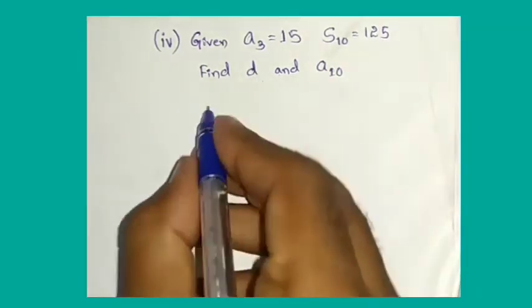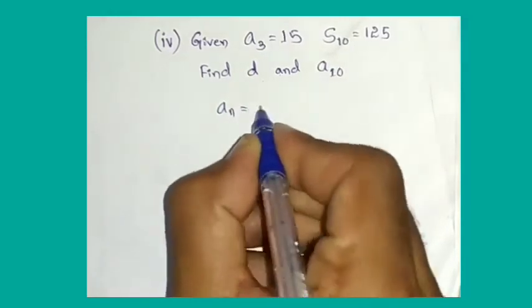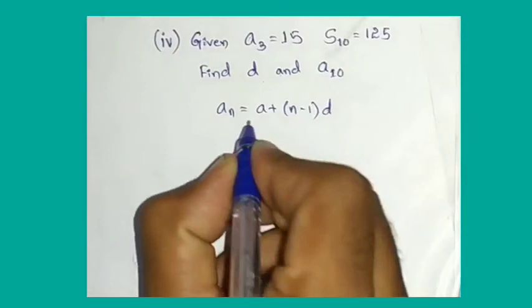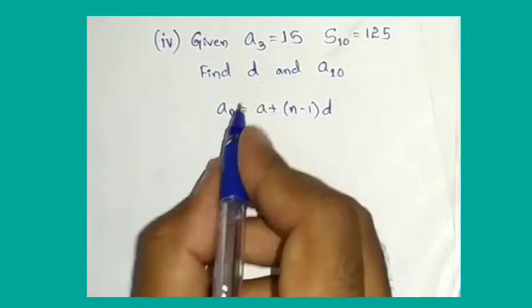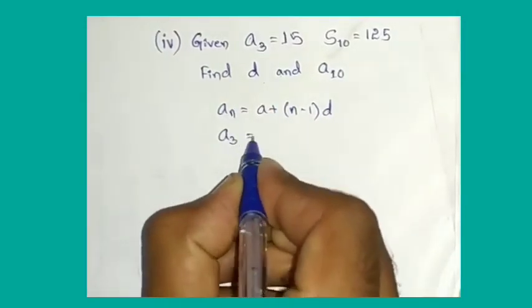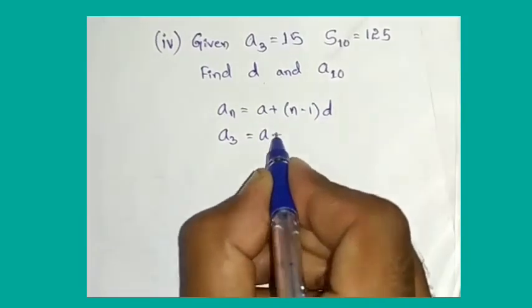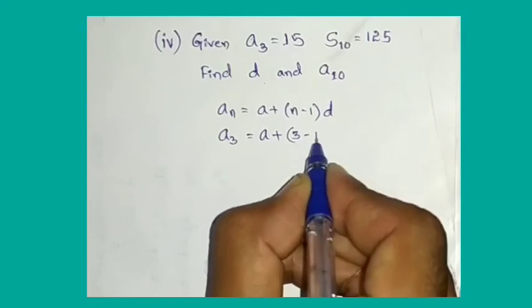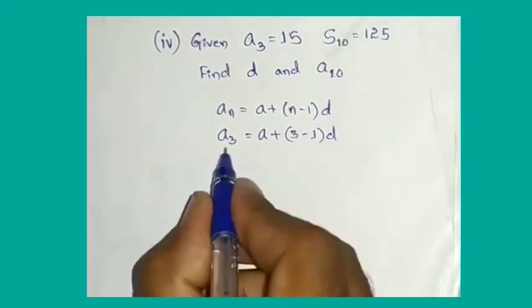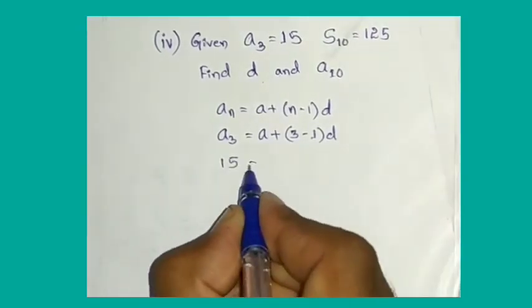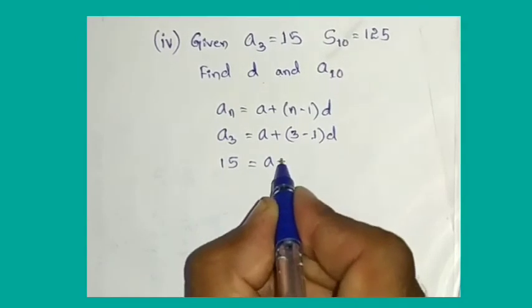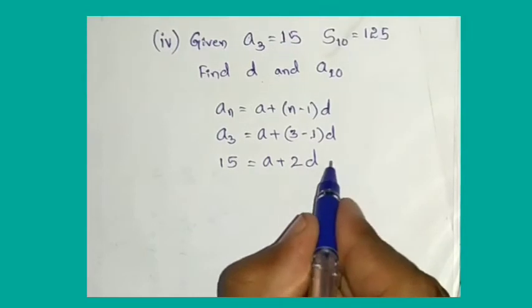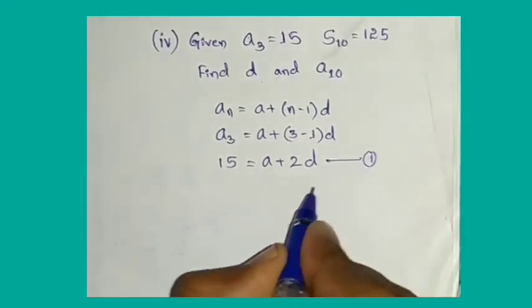So what is our An formula? An equals a plus (n minus 1) into d. Here A3 is given. What is a? We don't know, keep it like that only. n is the third term, so it will be 3 minus 1 into d. A3 is 15, so 15 equals a plus 3 minus 1, that is 2, into d. So this is our equation number 1.